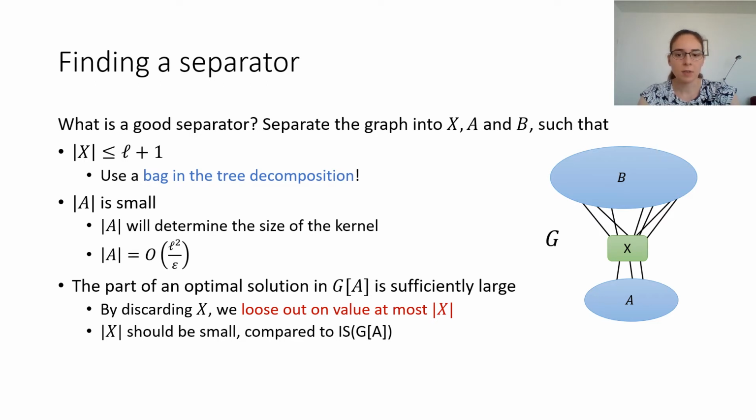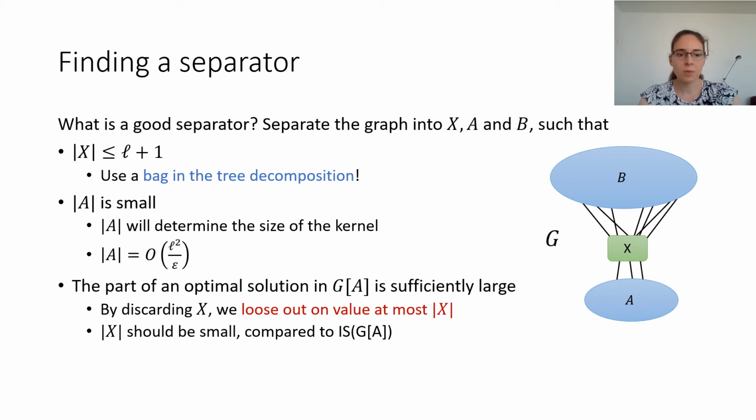At the same time, I also want this separator to be small, because this separator is basically what we are going to lose, because we never put any of the vertices in the separator into the independent set. So if the separator is large, that would ruin the approximation factor of the algorithm. In particular, we can guarantee that the size of X is at most L plus 1, because the treewidth of the graph is L, so we will use one of the bags in the tree decomposition as our separator.